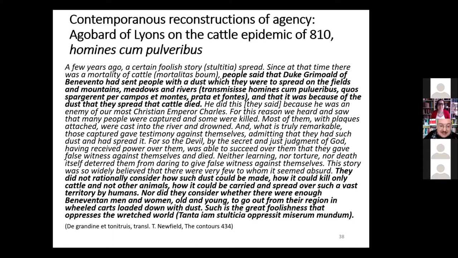He, of course, says they did not rationally consider how such dust could be made, how it could kill only cattle and not other animals, how it could be carried and spread over such a vast territory by humans, nor did they consider whether there were enough Beneventan men and women, old and young, to go out from the region in wheeled carts loaded down with such dust, such is the great foolishness that oppresses the wretched world. But nevertheless, and Agobard himself is saying that this was a widespread narrative, we have here a contemporaneous interpretation of agency of entanglement across regions, which we can contrast with what we can reconstruct on the basis of modern day historiography or other evidences.